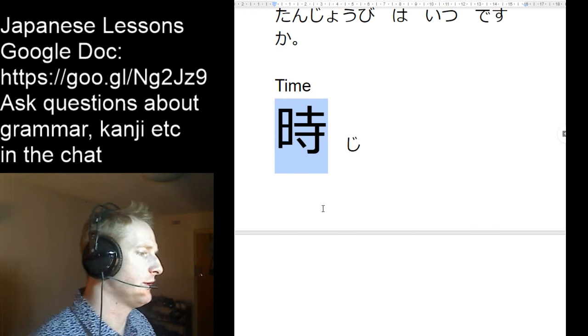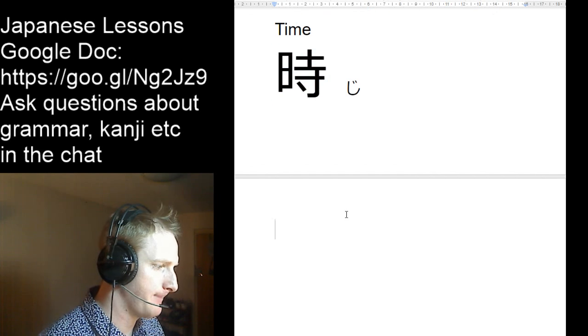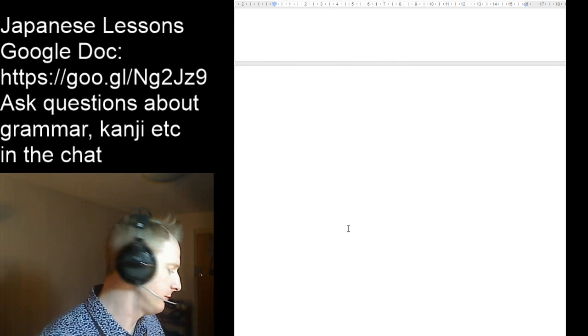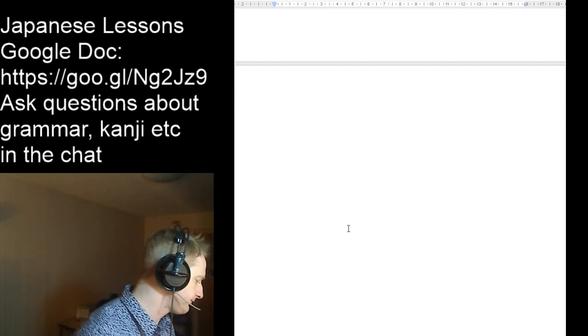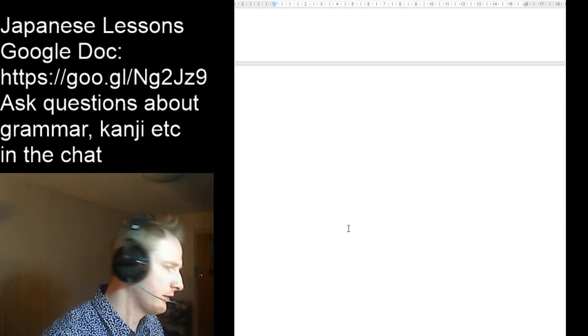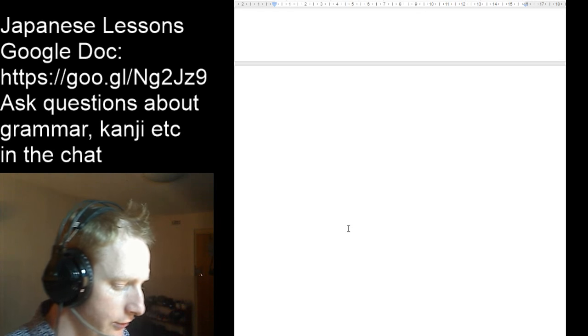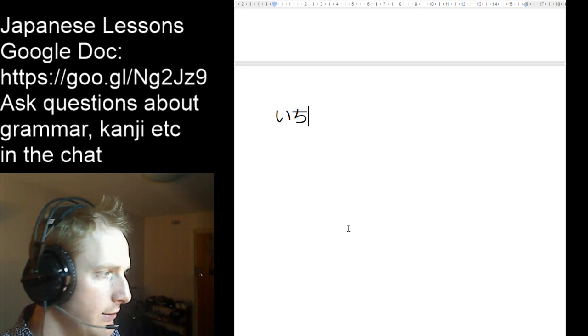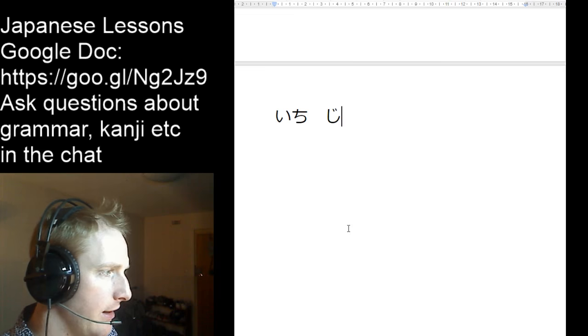So we're going to use this when we talk about a clock. Alright. So again, it's pretty straightforward using the counters for o'clocks. So we get 1, and we add our character for time.